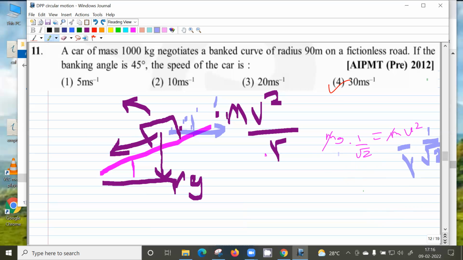Okay, v square equals r into g. R is 90, so 900. G is 10, R is 90, so 900. Square root of 900 is 30. Right, this is correct only.